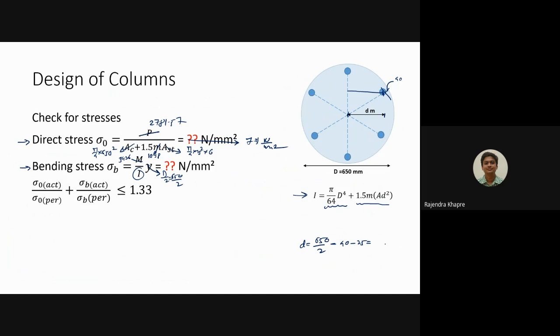कितना आ रहा है बेटा? 260. 260 mm. Okay, so if this is 260 mm, so I'm talking about from here to here, this is 260 mm, and here the angle will be 60 degree.